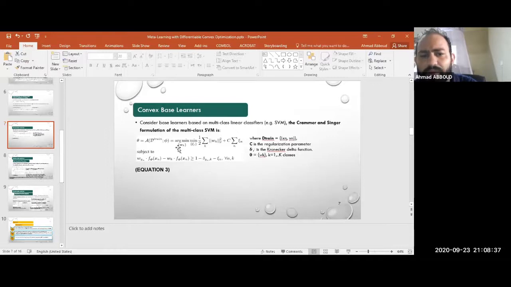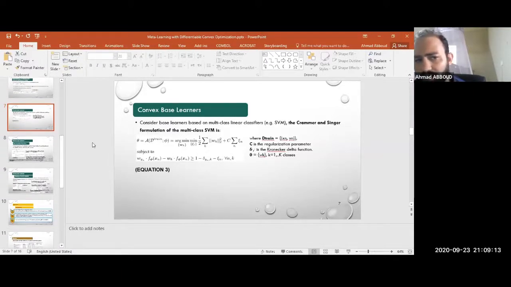You can see here that we have to minimize over the W_k, which is the weight parameters of the classes, where k is the class index. And here we have the epsilon, which is a regularization parameter, subject to a set of inequalities. So this is the general Crammer and Singer formulation of the multi-class SVM, if we consider an SVM head. However, the paper considers a general linear classifier as a head. So they put this as an example.